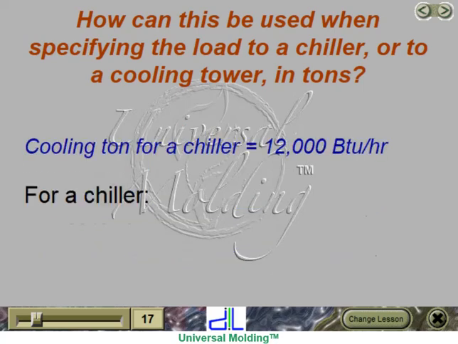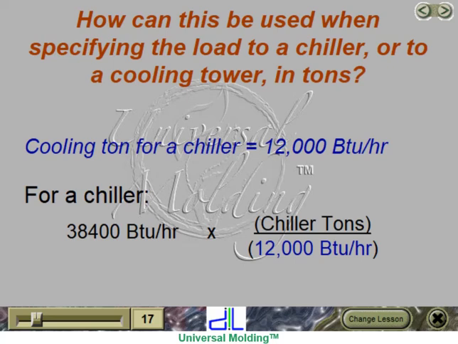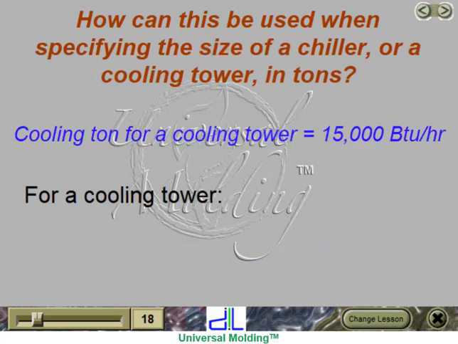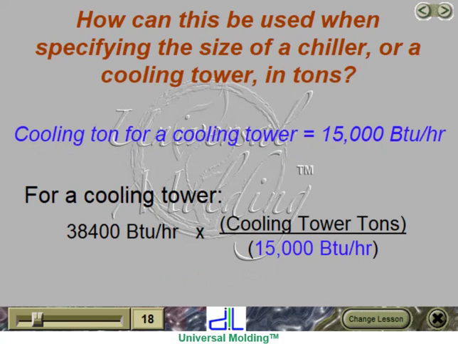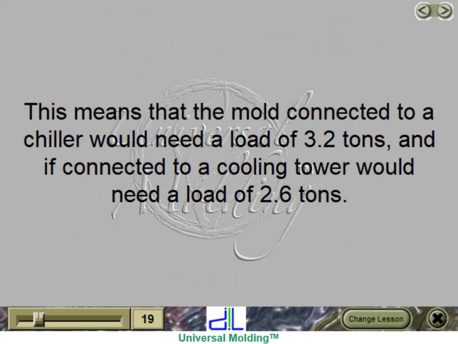For a chiller, 38,400 BTUs per hour times chiller tons divided by 12,000 BTUs per hour equals 3.2 tons. For a cooling tower, 38,400 BTUs per hour times cooling tower tons divided by 15,000 BTUs per hour equals 2.6 tons. This means that the mold connected to a chiller would need a load of 3.2 tons, and if connected to a cooling tower would need a load of 2.6 tons.